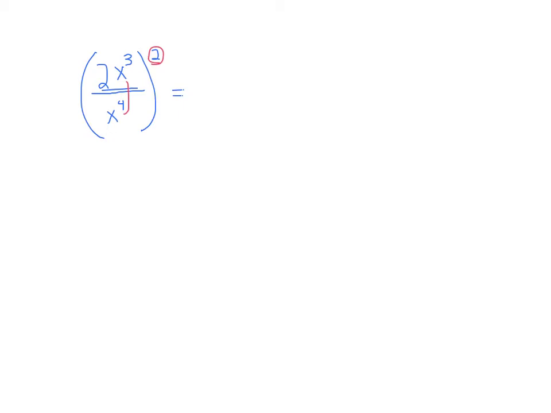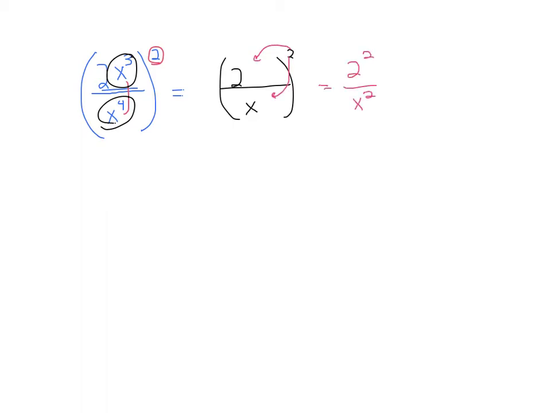So we have 3 of them on the top, and we have 4 of them on the bottom. So I'm just going to simply think about that as an extra one on the bottom. Now the 2 just stays up on top, and then the whole thing is raised to the power of 2. Now we have a fraction inside the parentheses, so it's sort of like distributing. We'll have 2 squared and then x squared. We'll do the actual numbers. We'll have 4 over x squared.